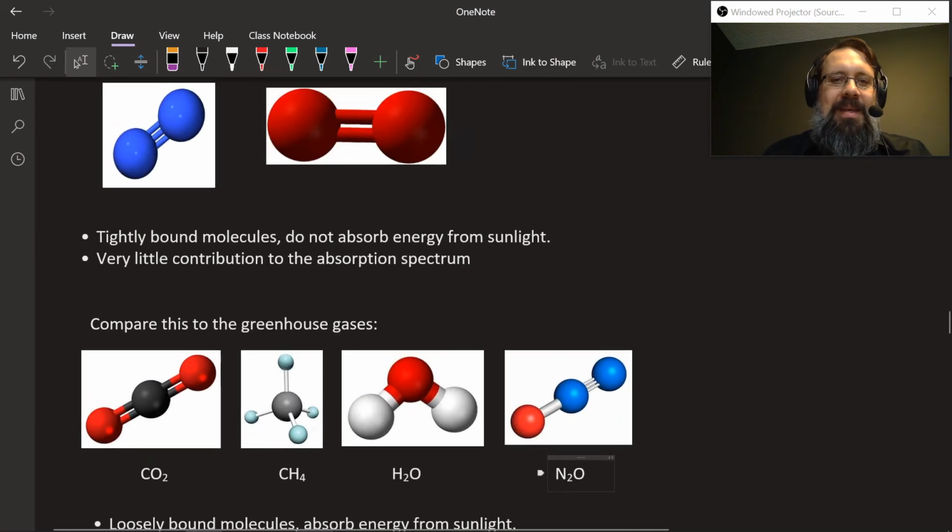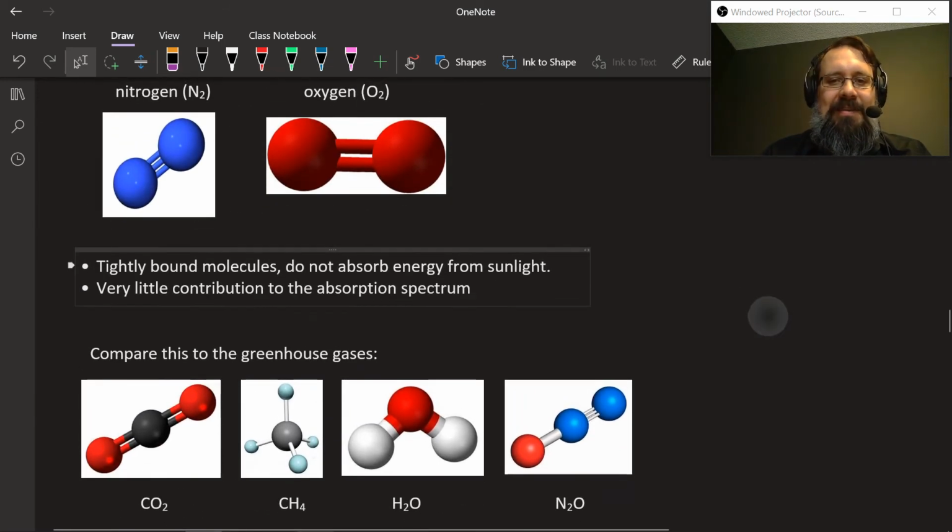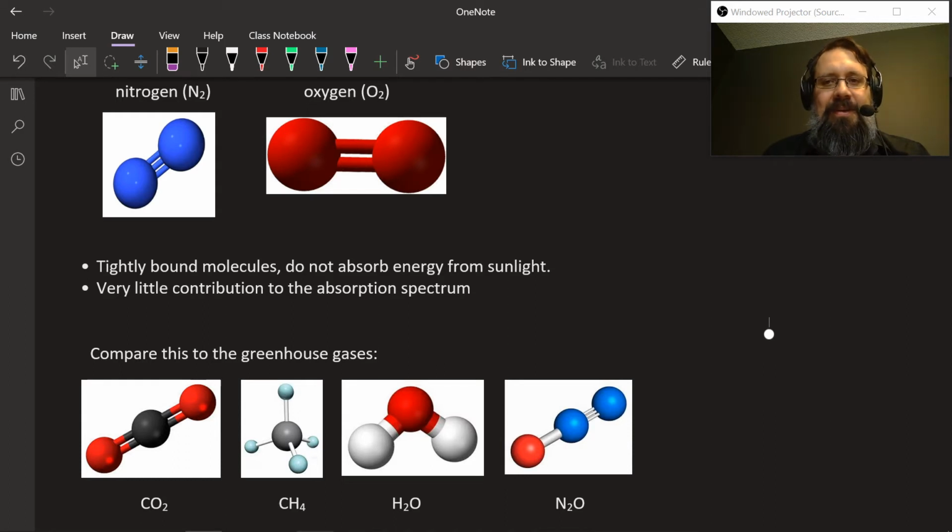Okay, so let's compare these molecules to the greenhouse gases. What do you notice about the shape of the greenhouse gases compared to the nitrogen and oxygen? What do you guys see there? Thoughts? There are multiple molecule structures. Exactly. They've got much more complicated structures, with pieces hanging off from that center part. And you can see that in all of these guys.